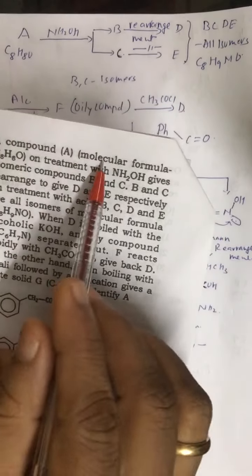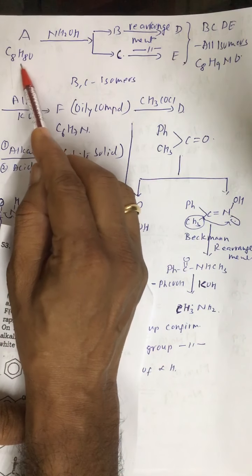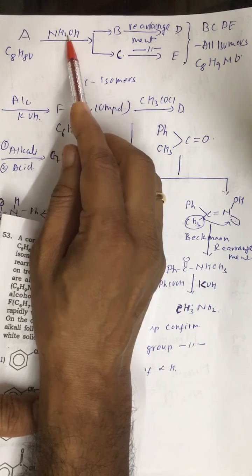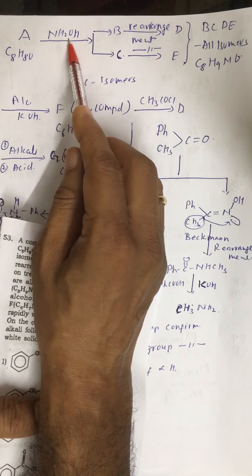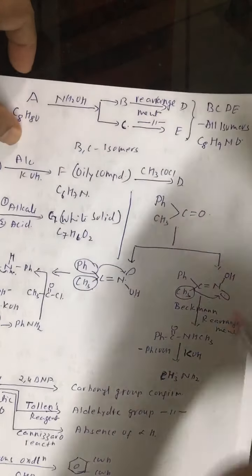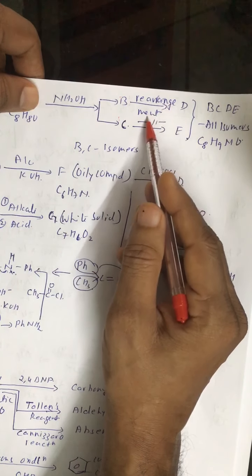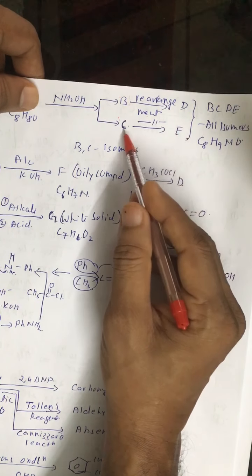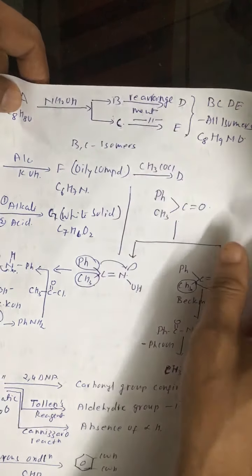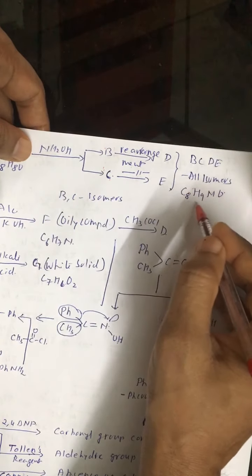A compound A with molecular formula C8H8O is treated with hydroxylamine. We get B and C. B rearranges to give D, similarly C rearranges to give E. And B, C, D, E all are isomers.